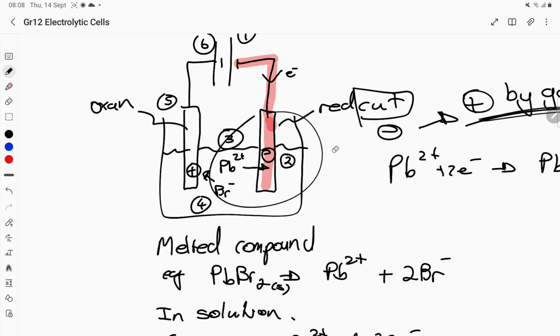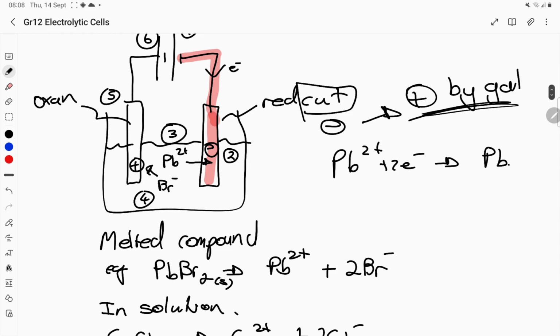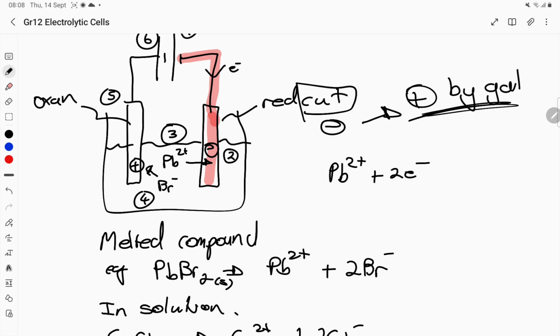But if we take a look at what happens here at the negative electrode, we have Pb2+ receiving electrons from that negative electrode, forming lead as a solid. So on this carbon electrode, you'll pack on lead as a solid. It will actually pack on the surface of this electrode. So what is happening? We have lead going from 2+ to lead going to 0. So there is a reduction happening here.